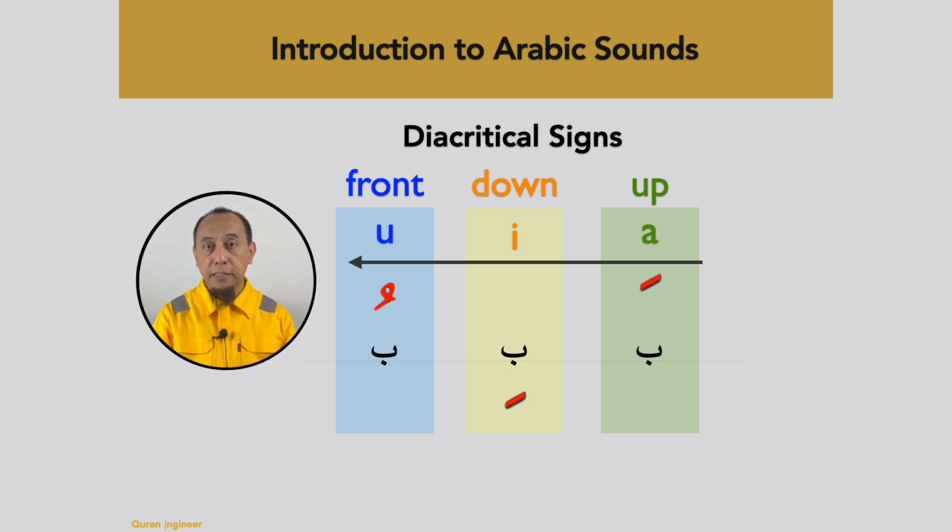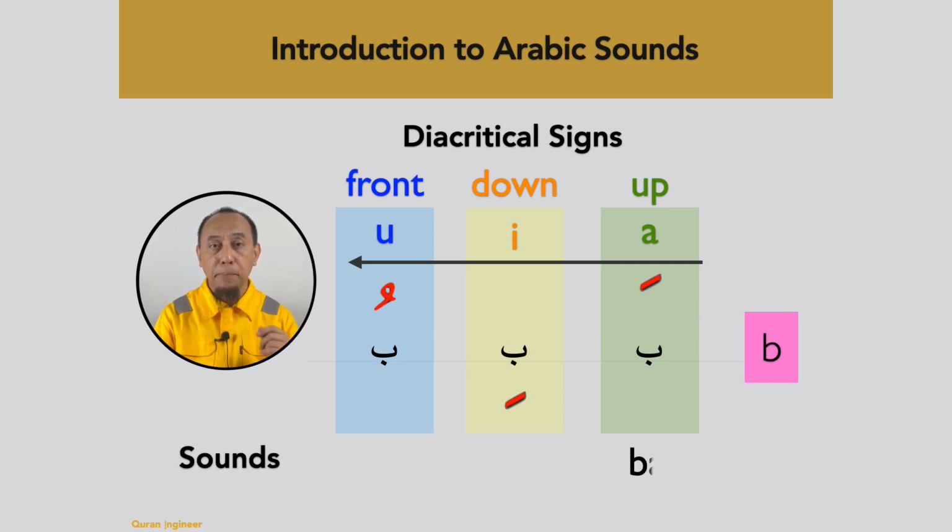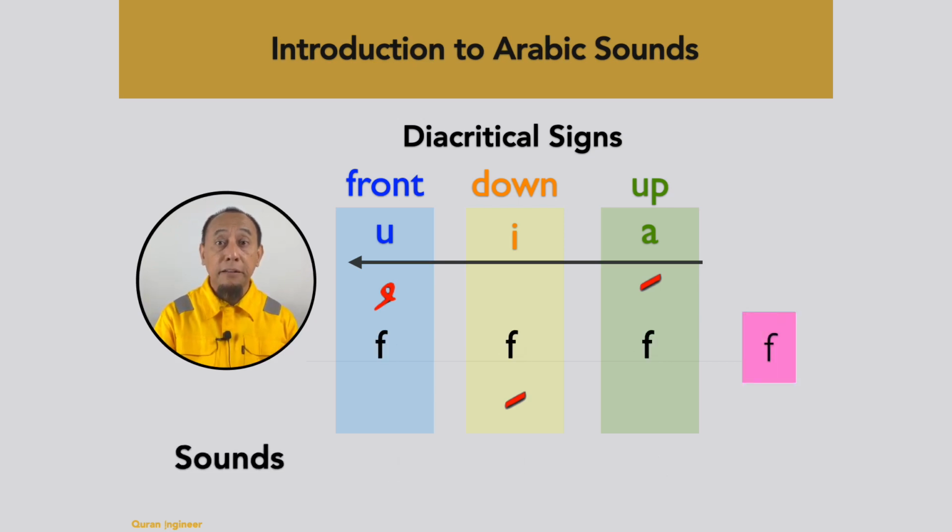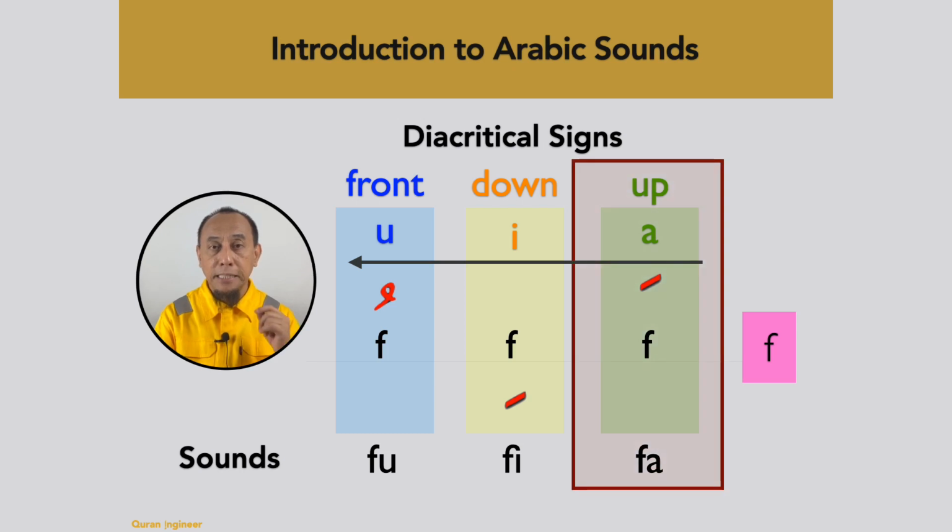Now, if this Arabic letter is equivalent to the English letter B, then this would be recited as Ba, Bi, Bu. And if we were to replace it with another letter in here, then the recited sound would be Fa, Fi, Fu. In the upcoming Makhraj lessons, we will be focused only on producing the A sounds. We will touch on the E and the U sounds only after we have mastered the A sound, inshallah.